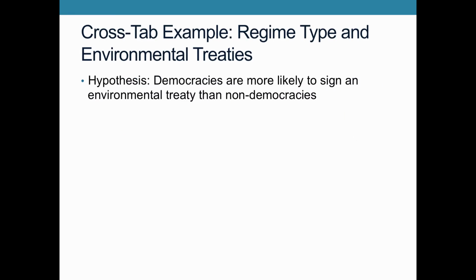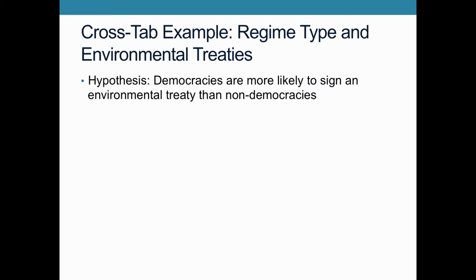Our example is that we imagine there is a relationship between regime type and signing environmental treaties. Our hypothesis is that democracies are more likely to sign an environmental treaty than non-democracies. Perhaps you believe that democracies are more likely to sign this treaty because they'll be more responsive to their people, and people will demand that their countries think in the long term. Okay, so this is your hypothesis.